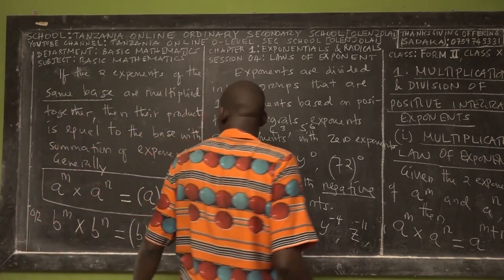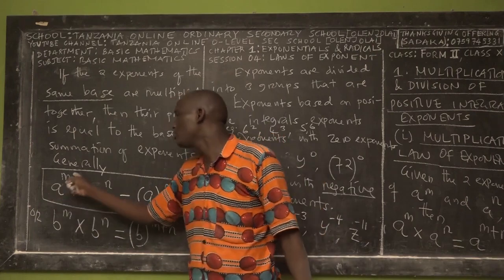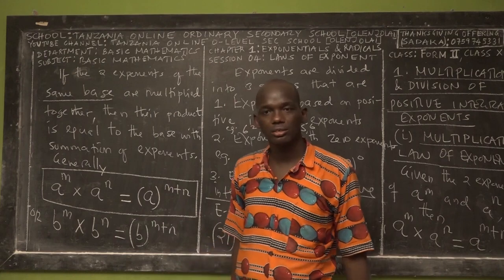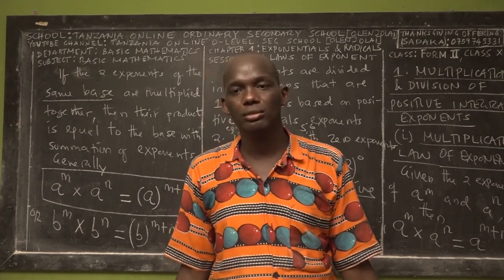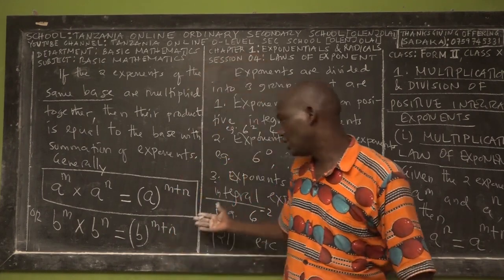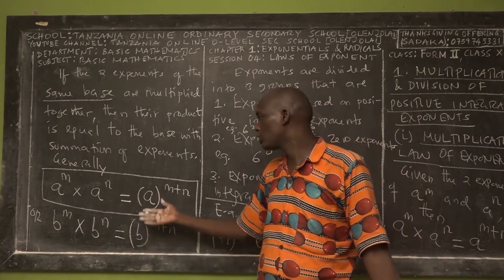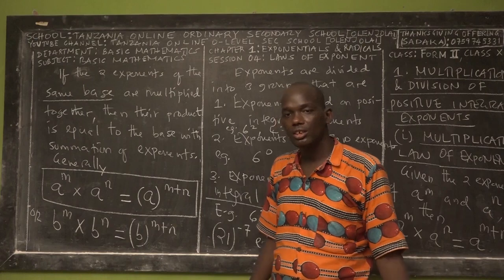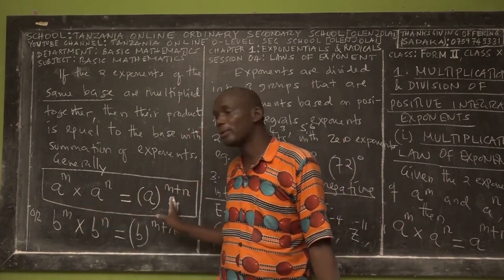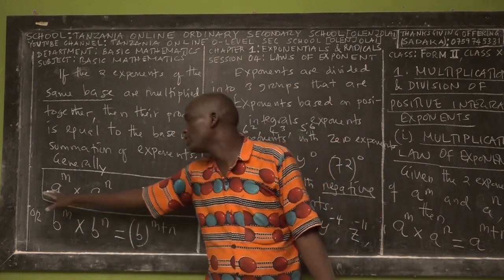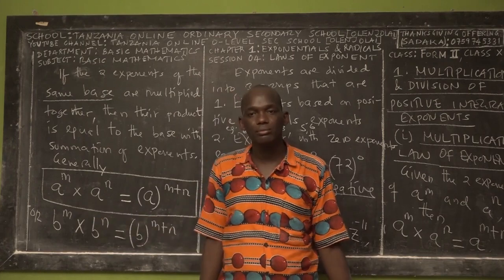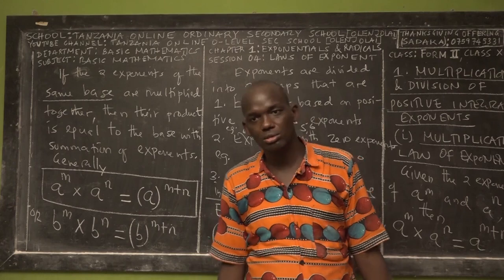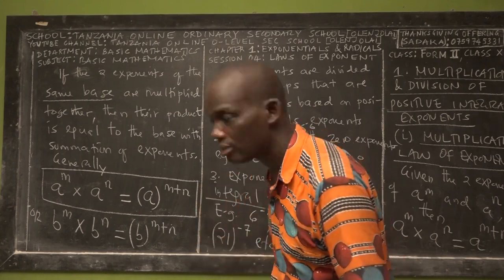But if you have different bases, for example, a power m multiplied by b power n, you cannot apply this law because the base is not the same, right? So for that case, we cannot do the simple operation of summing the exponents. If the base is not the same, we cannot apply this law. So this law is applicable if the base of the two exponents is the same. In case it's not the same, we'll teach you later what you should do.